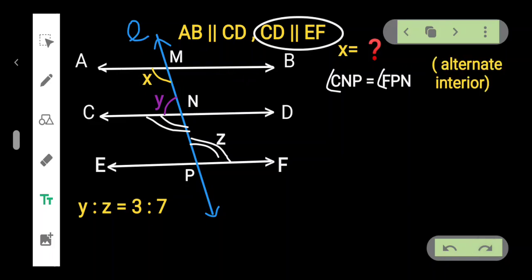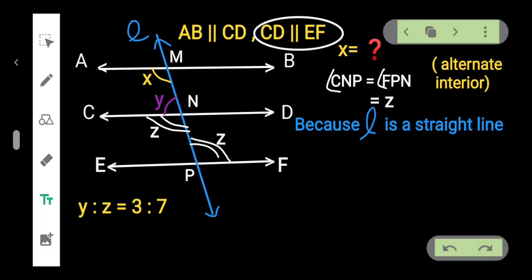Then we can write here Z. Now, L is a straight line and CD lies on it. CN is a ray, you can say. Therefore Y plus Z must be equal to 180. Y and Z are given in the ratio 3:7. Let Y be 3M, where M is any multiple, and Z be 7M.